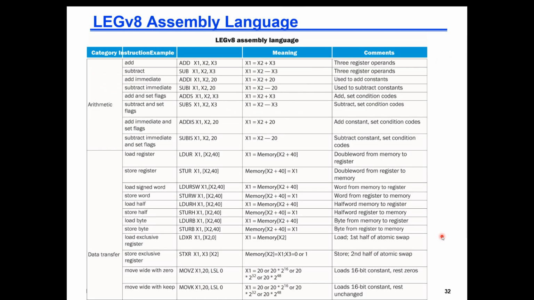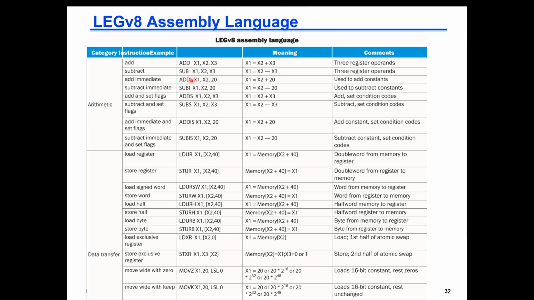Now let's look at the collection of instructions of this subset. We have the arithmetic instructions. You can see there we have add, subtract, and add immediate. Let me go through each one of them in more detail. This one has 3 registers as operands. So registers 3 and 2 go into register 1, the addition. In this one, register 2 minus register 3 goes into register 1.